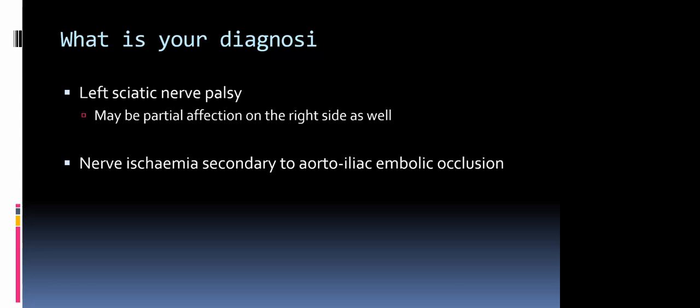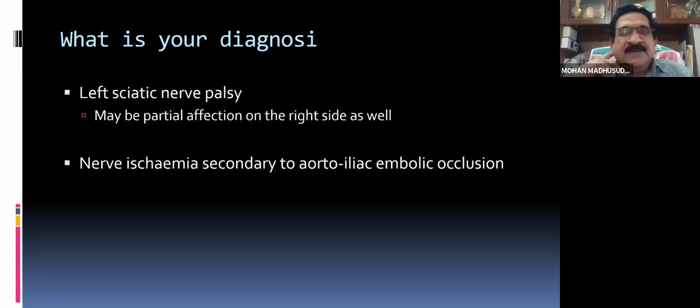In this case, since the reflexes were preserved in the lower limbs, is it possible to have spinal cord ischemia due to the aortoiliac obstruction? That part we looked into. That was not there. MRI of the spinal cord was normal. No, in fact, the primary thing was the ischemia of the nerve itself. Even the ankle reflex is preserved. Ankle jerk is lost only if there is a demyelinating lesion or a severe axonopathy. If some axons are preserved, the reflex will be retained.